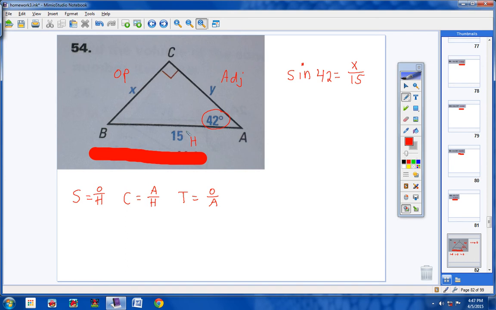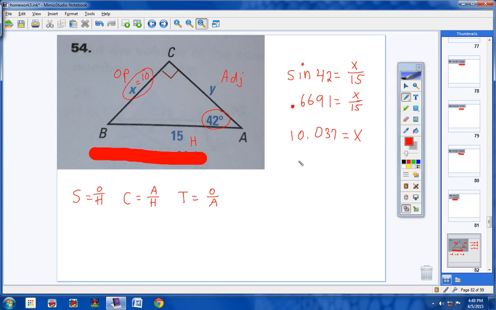Now, don't forget sine of 42 is an actual number. So if you type that into your calculator, you'll get 0.6691 equals x over 15. Now, what is your denominator? 15. Multiply both sides by 15. If you do that to the left side, you'll get 10.037. If you multiply this side by 15, you'll get x. So there we go. The answer to x is 10.0, or just 10.